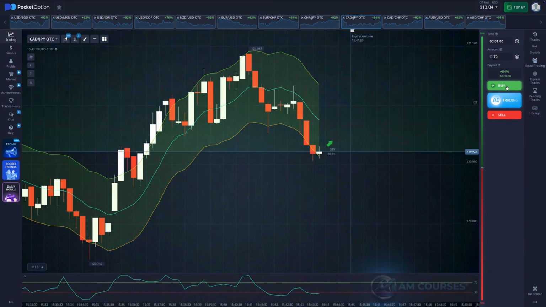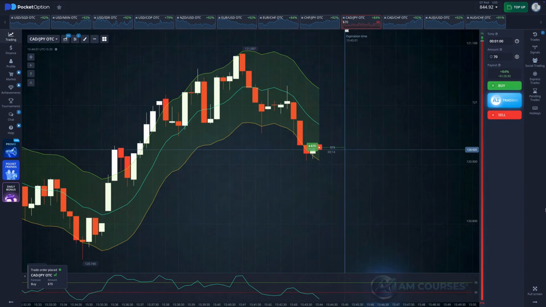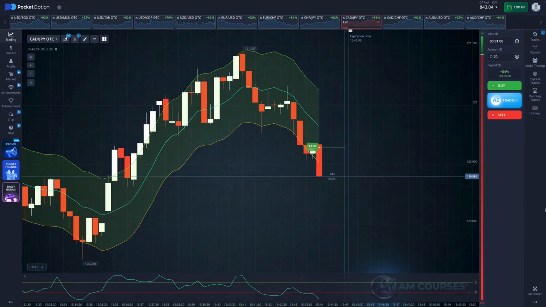Now, it is crucial to understand that even when every single indicator aligns perfectly, the market will occasionally do something unexpected. Let's break down a setup that followed our strategy rules exactly, but resulted in a loss, to see how a professional handles real risk.